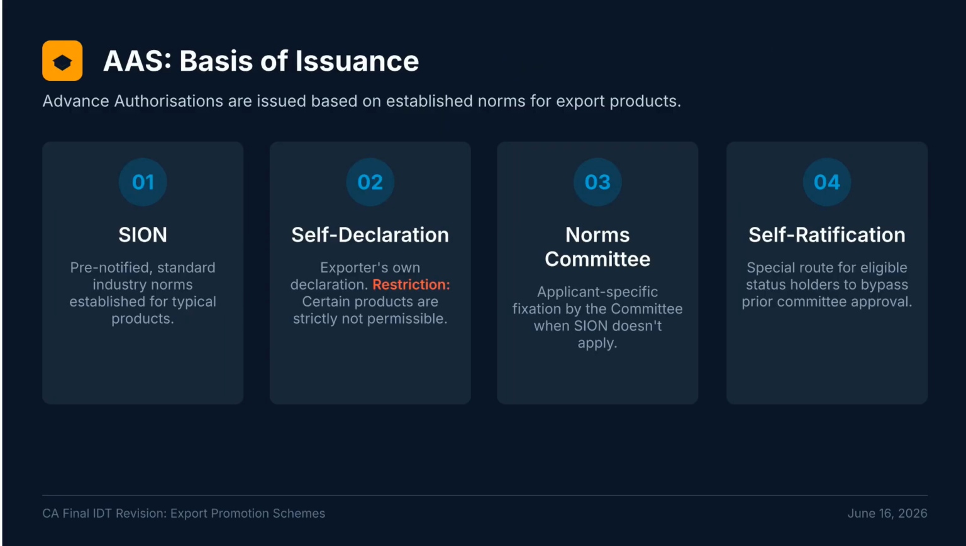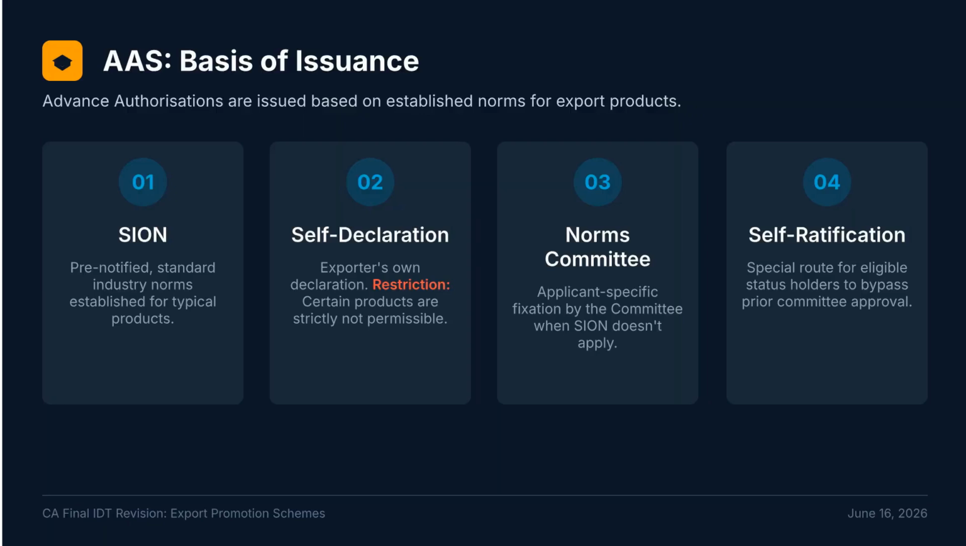A common exam question is, on what basis is an advance authorization issued? There are four possible routes. The first is Standard Input-Output Norms, or SION, which are predefined industry norms. The second is self-declaration, although certain specified products cannot use this route. The third is applicant-specific fixation of norms by the Norms Committee. Finally, there is the self-ratification scheme, which provides a faster mechanism for eligible exporters.